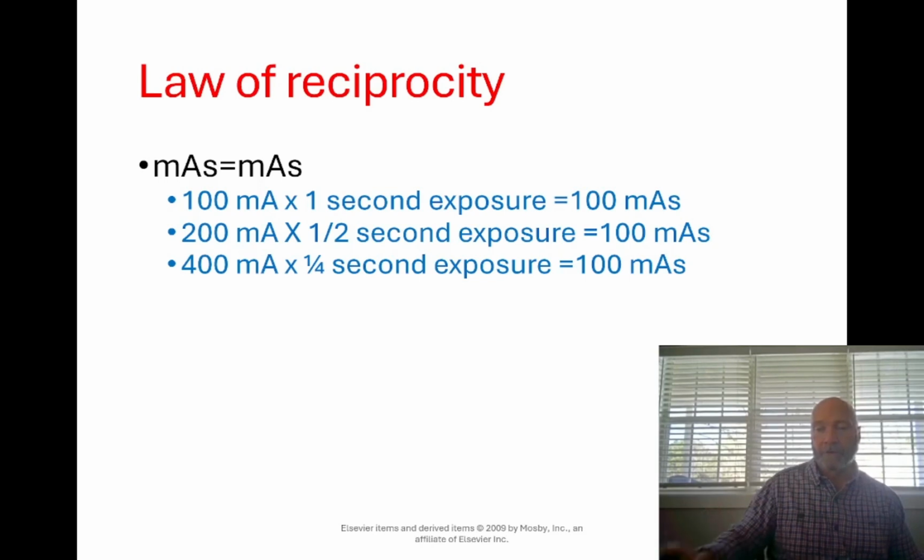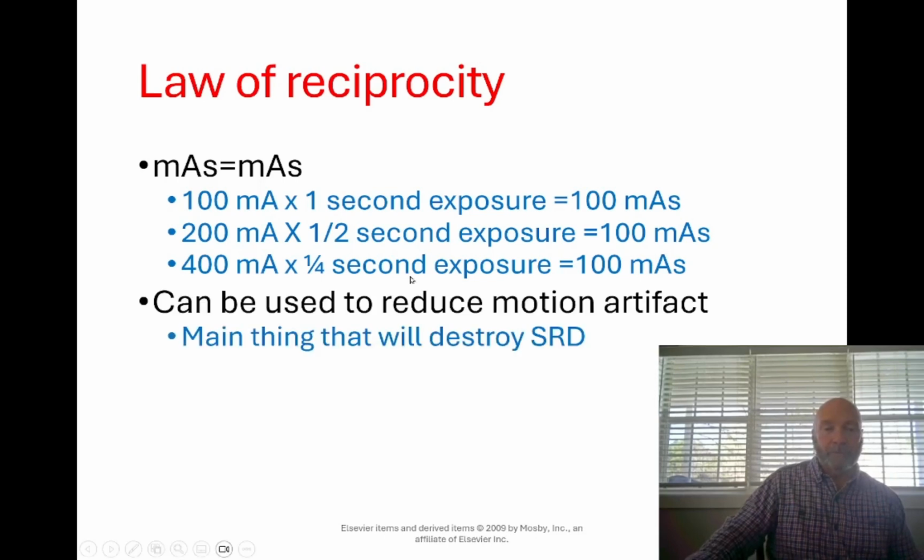a motion artifact. So if you use the same kVp with the same mA, or a different mA, double your mA and cut your time in half, then your index number should indicate the exact same exposure if your machine is calibrated right. If you start off with 100 mA and you increase to 400 mA and you reduce your exposure time to 1/4, you still have 100 mAs if you use the same kVp. All three of these should give you the exact same image receptor exposure. So it can be used to reduce motion artifact.